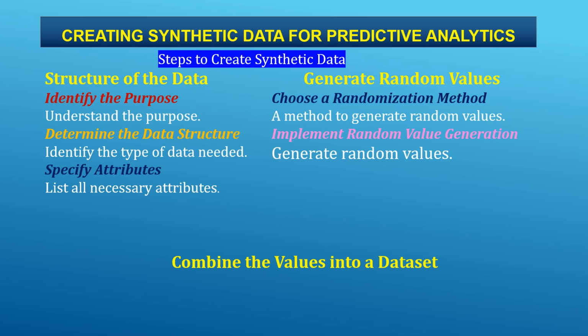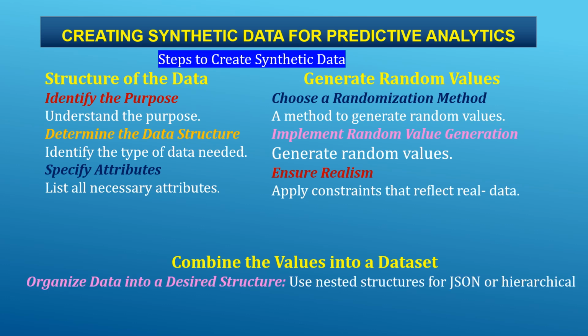Libraries such as NumPy, Faker, and Scikit-learn can be helpful. Ensure realism. Apply constraints and distributions that reflect real-world data. Use realistic ranges and typical distributions. Consider inter-attribute dependency, like salary related to age, or department related to job role.